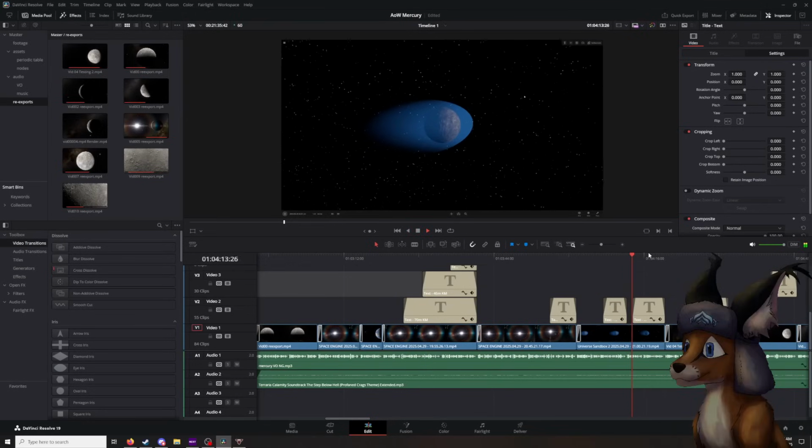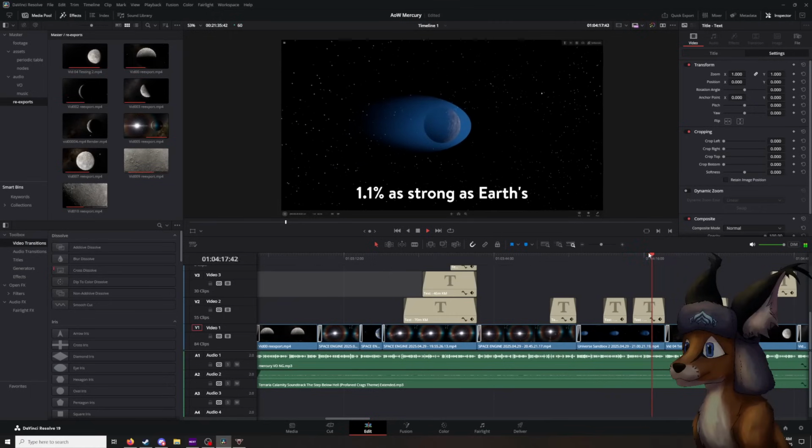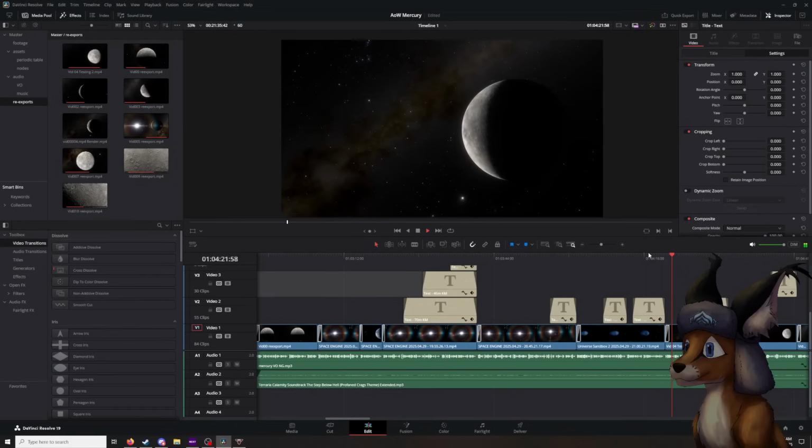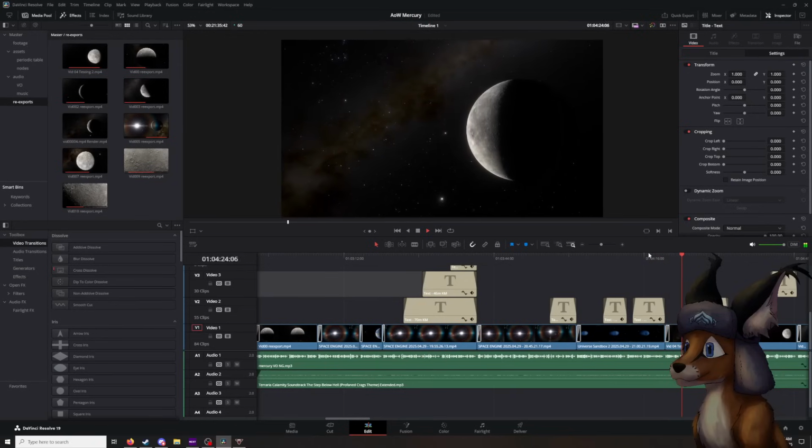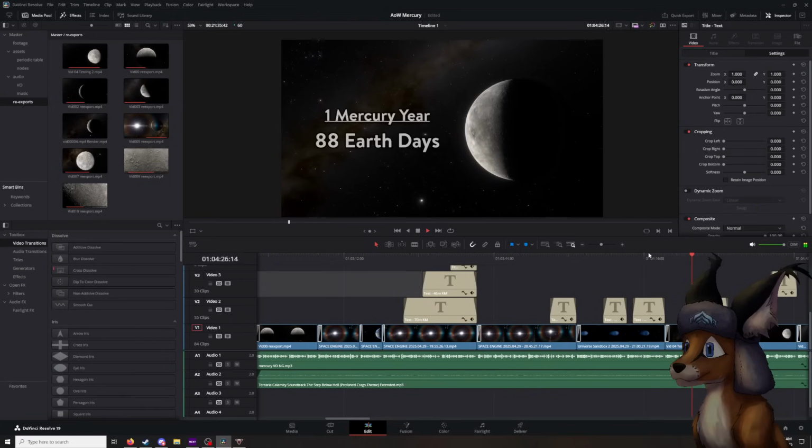This magnetic field is only about 1.1% as strong as Earth's, but it's enough to protect the planet from the sun's solar wind, which is something even Mars can't do. Now, as we're talking about the planet's orbit, you're probably wondering, what's a year like on Mercury? Well, that takes 88 days.